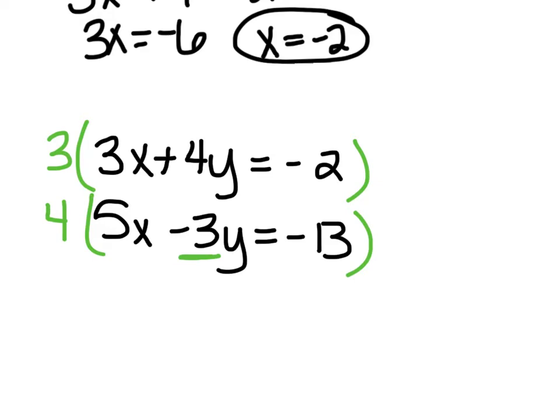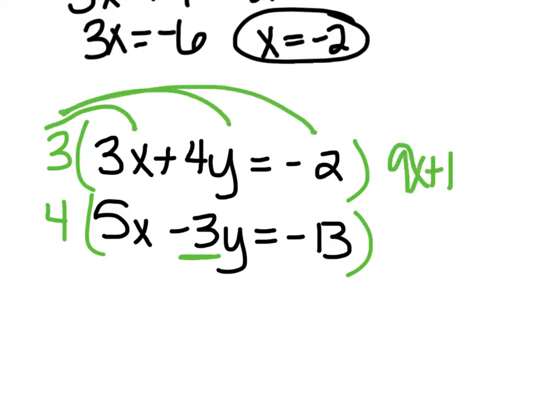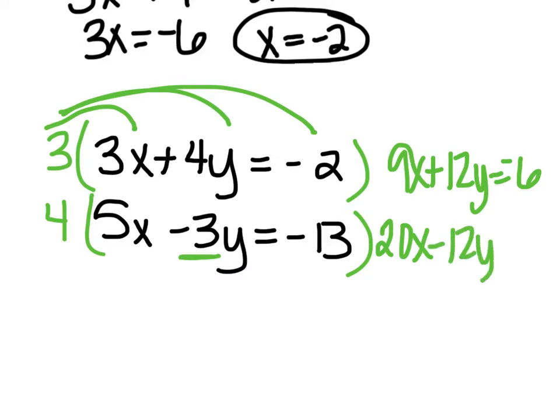So I'm going to go ahead and multiply this 3 inside here, so I'll have 9x plus 12y equals negative 6. Yeah, negative 6. And then 20x minus 12y equals negative 52. I can add or multiply. So this is negative 52. Sorry.